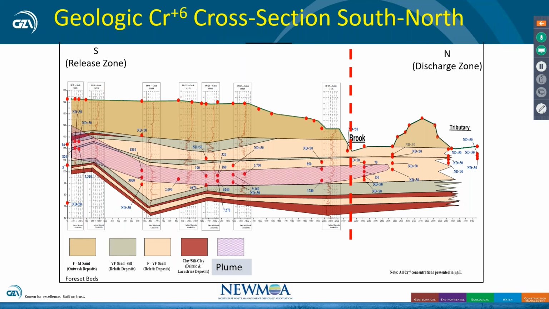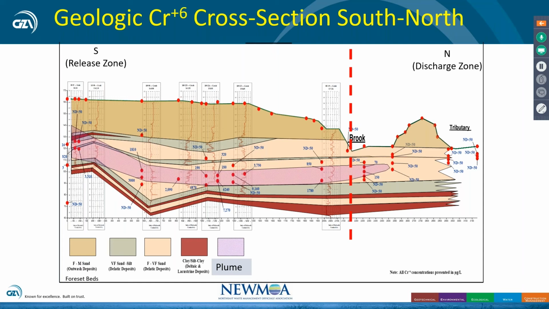And what we found out of this is that as soon as that upper deltaic sequence was eroded, the recharge from the wetlands and the rainwater actually created a natural attenuation process such that the contamination on the other side of the boundary disappeared.